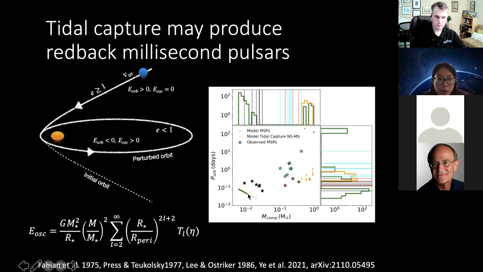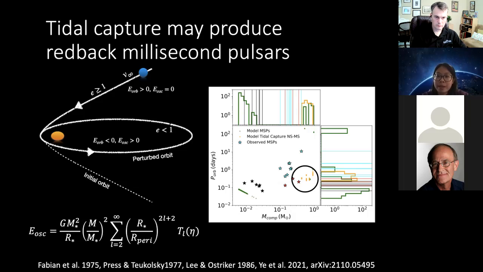And the triangles and the dots are all model millisecond pulsars over a 2 billion year timescale at around the present day from the cluster simulations. And in particular, the orange dots circled are neutron star main sequence star binaries formed from tidal capture interactions.